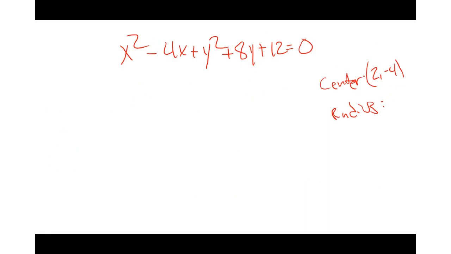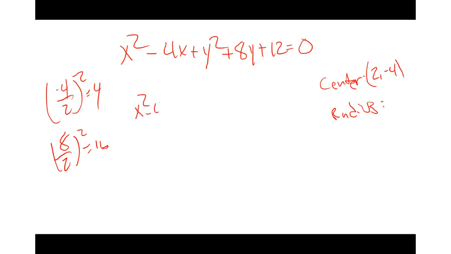X minus 2 squared plus y plus 4. But how did you get to the x minus 2 squared part? What did you do? I did the 4 divided by 2 squared equals 4, and 8 divided by 2 squared equals 16. And then I did x squared minus 4x plus 4 plus y squared plus 8y plus 16 equals 0 plus 4 plus 16. No, you didn't. What did you do with the 12?